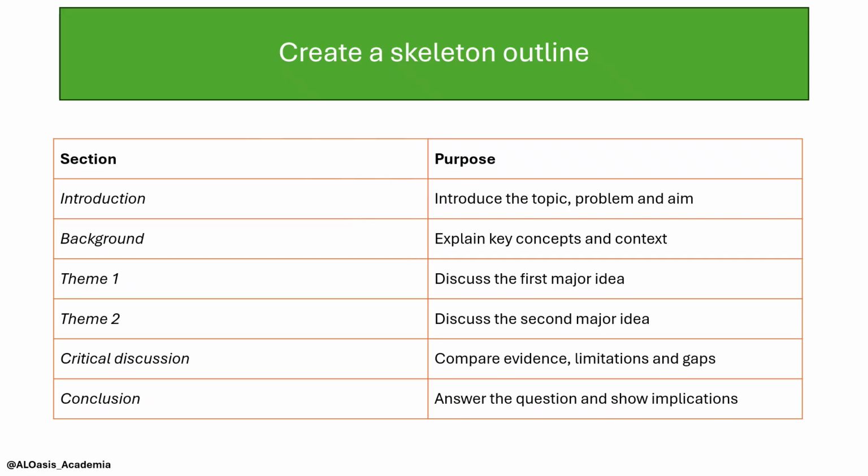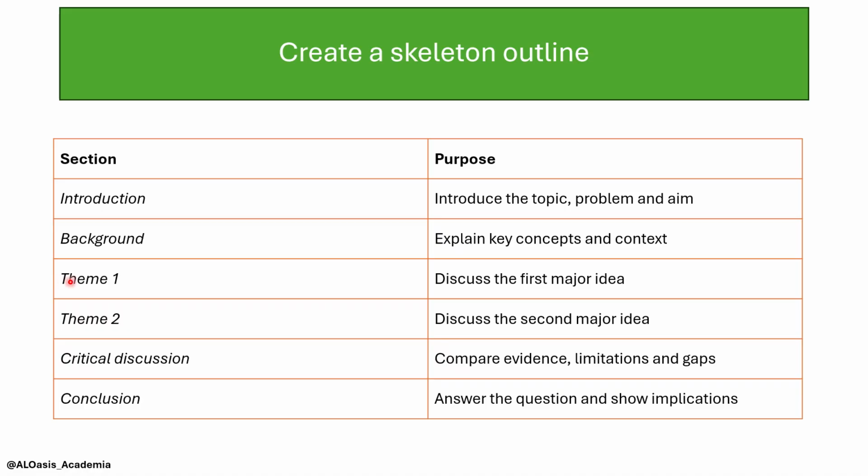So if we go back to the skeleton, you can have something rough like that, okay? Each section within the paper or the assignment that you want to write, you need to give it a specific purpose. So the introduction, you need to introduce the topic, the problem, and the aim that you need to achieve by writing this assignment. Then the background, which is just explaining the key concepts: what's blood glucose, what's physical activity, what is type 2 diabetes, things like that.